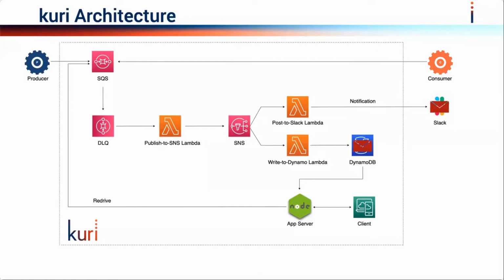At this point, the developer would be able to use the Kuri dashboard to interact with the application server, which uses its API to interact with the messages stored in DynamoDB. When the developer has made all the modifications needed for the message in the dashboard, the redrive functionality can be used to move the message back to the source queue.